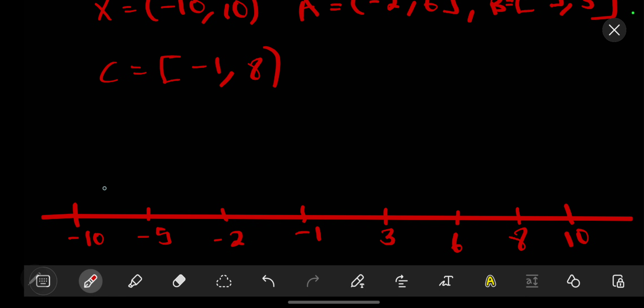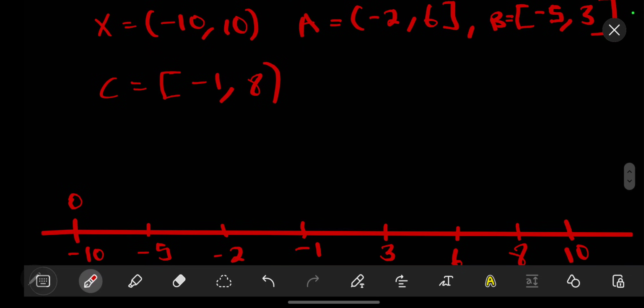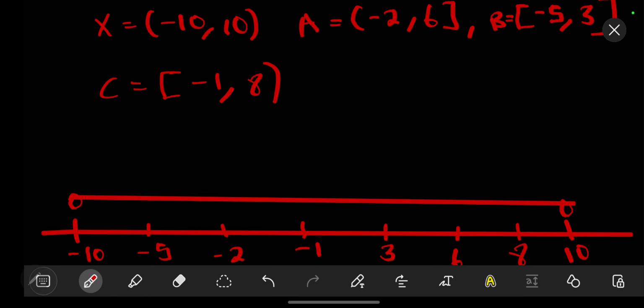So our x is from negative 10 to 10. So with both of these, with open circles, it means to say they are not included. So we are going to have something like this. So we are going to join the line like that. So this is our line for our x. Then we also graph the other one. So this is our x.